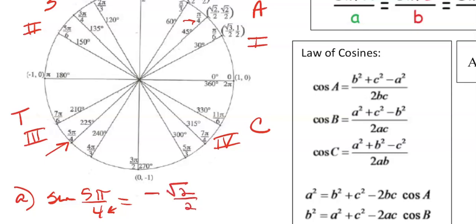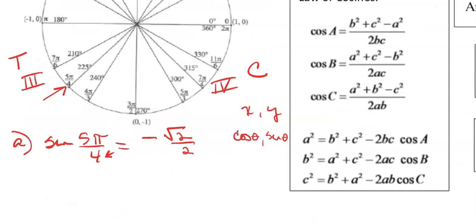So other things to remember. Your coordinates that you see outside are in the order x, y. And they're also in the order cosine theta, sine theta. Okay, you want to definitely be aware of that. Okay, so your A answer should be negative root 2 over 2. Okay, all right, now let's go to B.